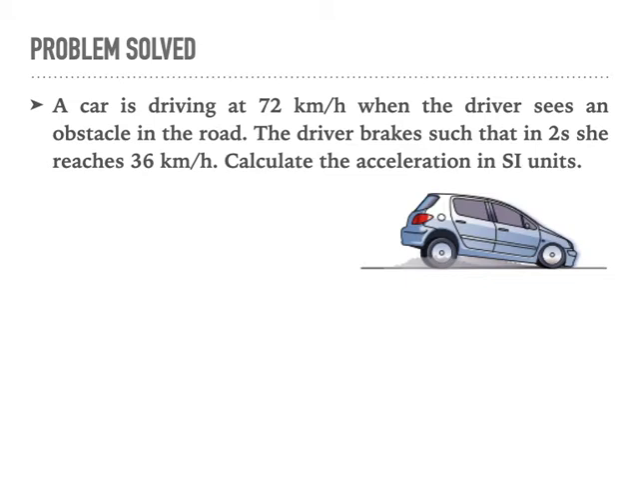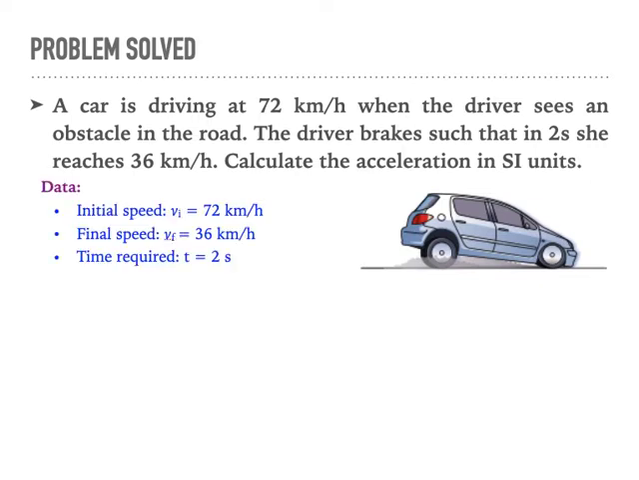A car is driving at 72 kilometers per hour when the driver sees an obstacle in the road. The driver brakes such that in 2 seconds she reaches 36 kilometers per hour. So from 72 to 36, she's braking, of course. Calculate the acceleration in SI units. Again, the same. So we have the data. We have the initial speed, 72 kilometers per hour, the final speed, that's 36 kilometers per hour, and the time required is 2 seconds.